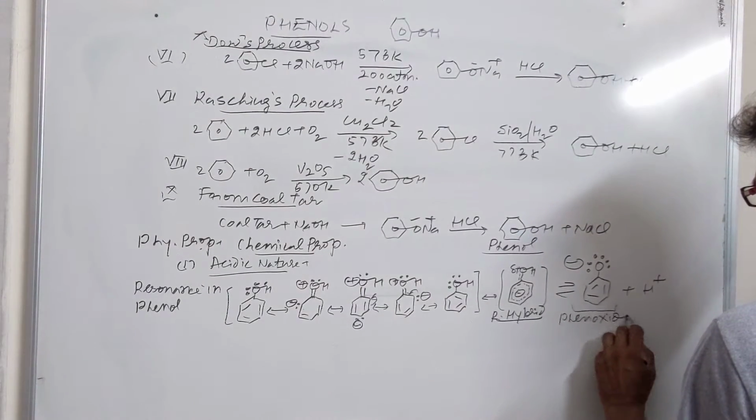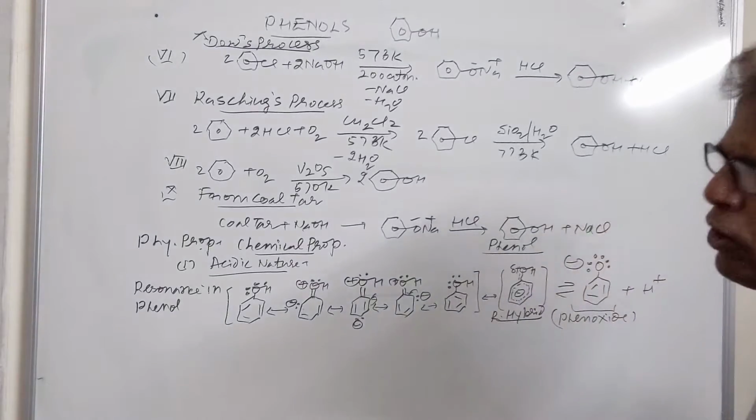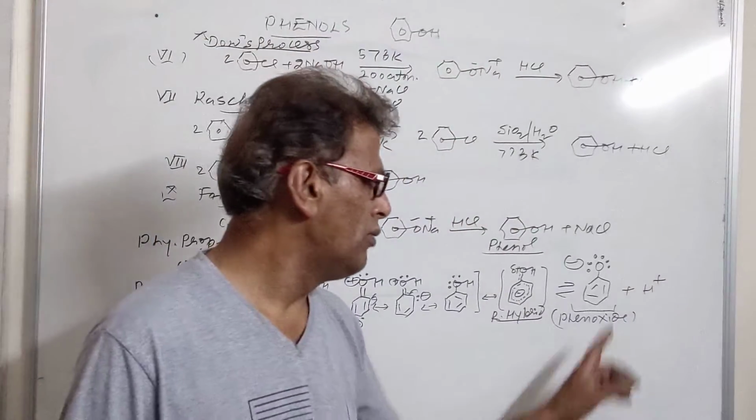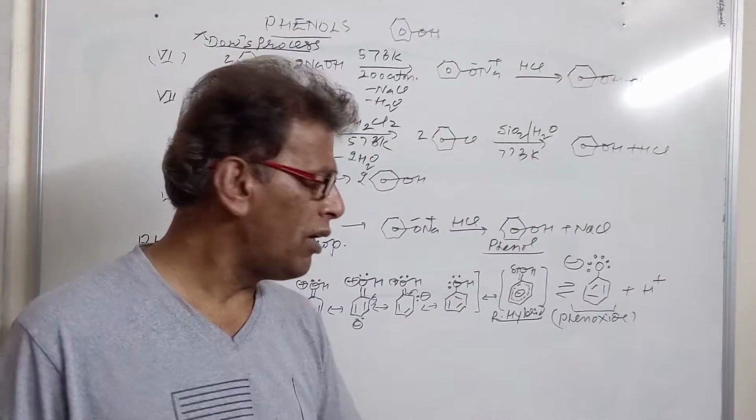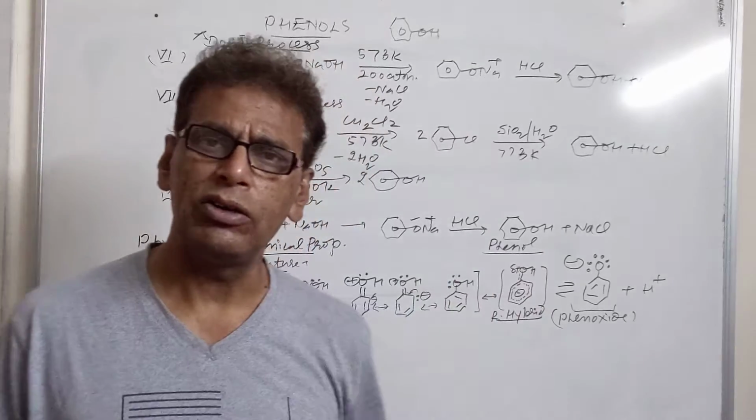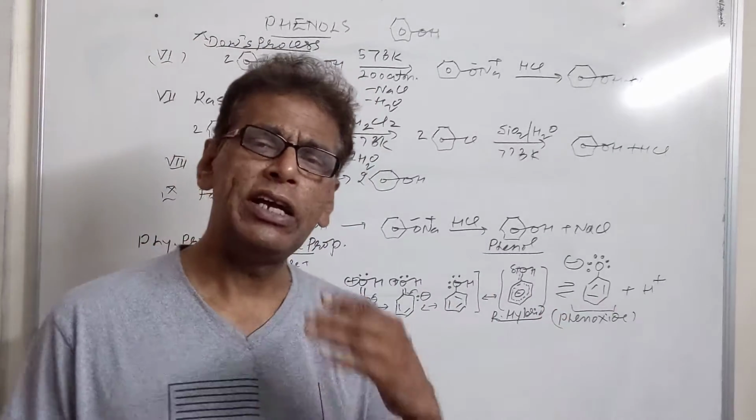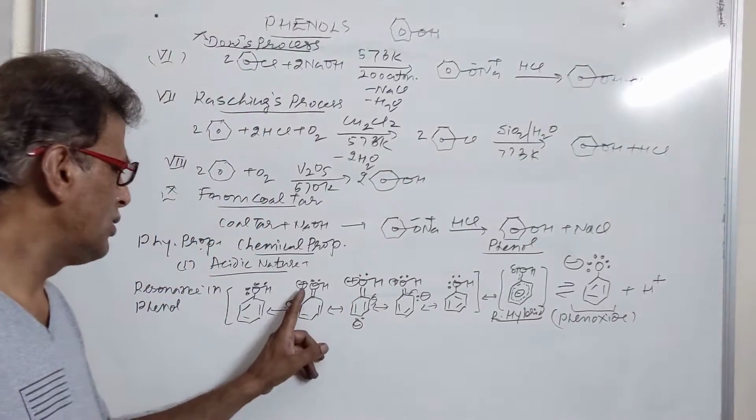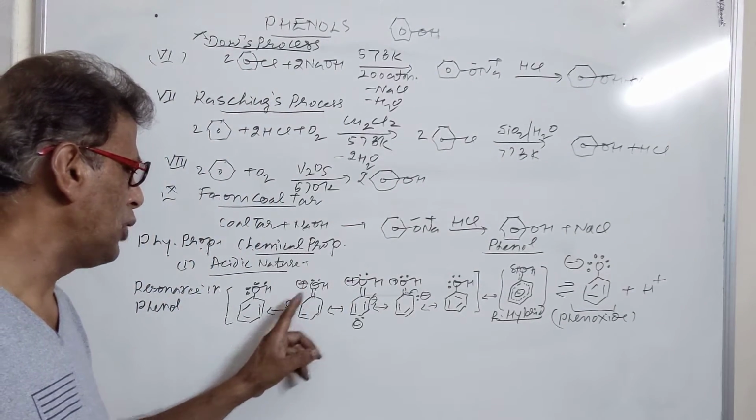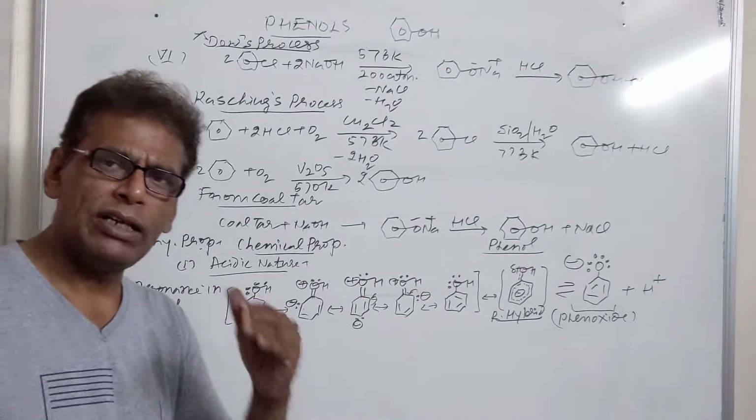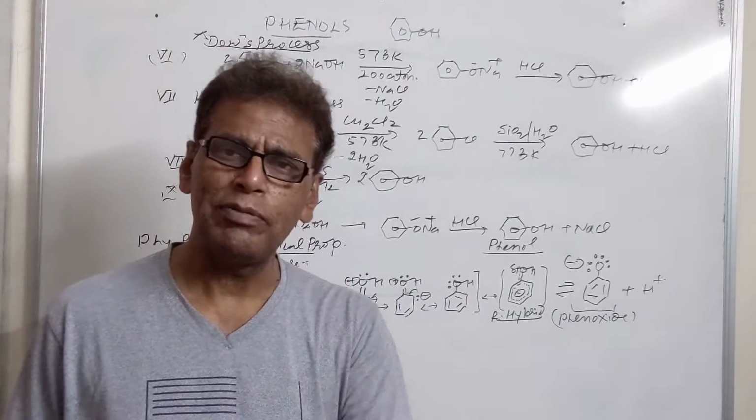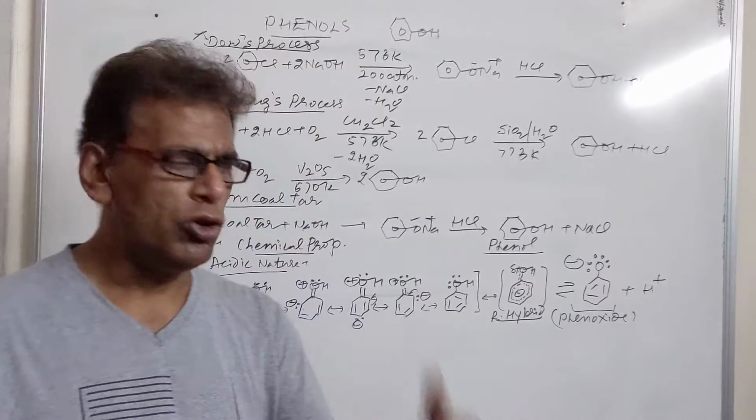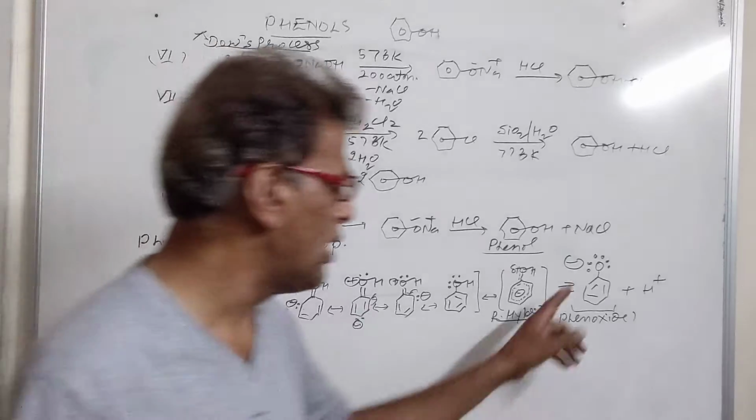Now, the acidic strength of phenol will depend upon whether this phenoxide ion is more stable or phenol is more stable. It has been observed that phenoxide also undergoes resonance, and its resonating forms do not involve separation of charges. As we have seen here, separation of charges is there. They are having positive and negative centers. So such resonating structures which show separation of positive and negative charges are less stable as compared to those structures which do not show separation of charges.